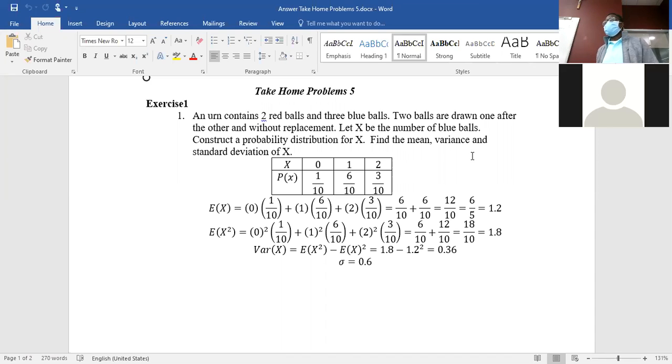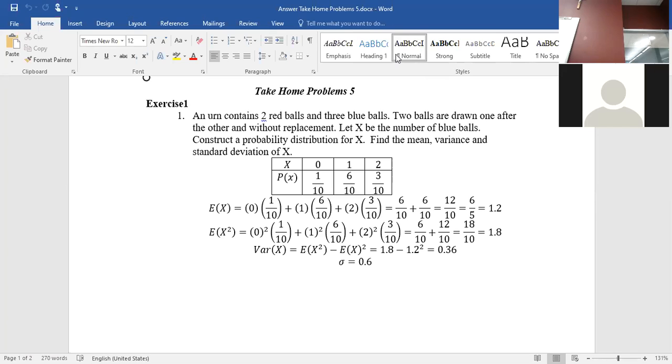So 0 blue means first red and second red. First red is 2 over 5. There are 2 reds out of 5 balls. Second red is 1 over 4 because there is no replacement. So that gives 1 over 10 for x equals 0. For x equals 1, you have either first blue and second red, or first red and second blue. So here will be 3 over 10.